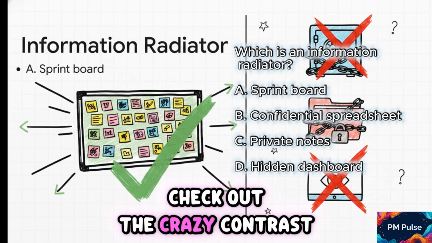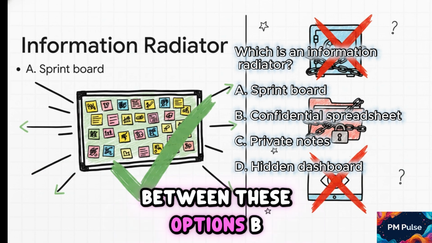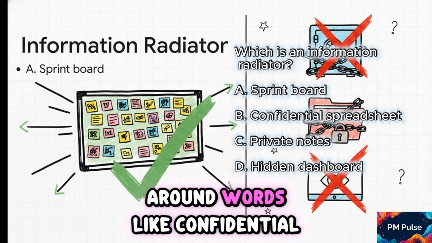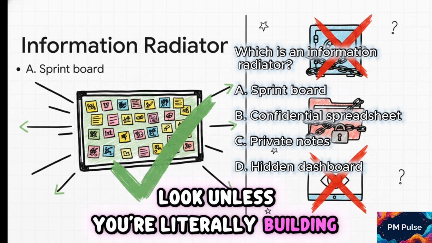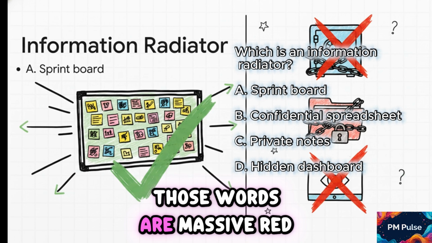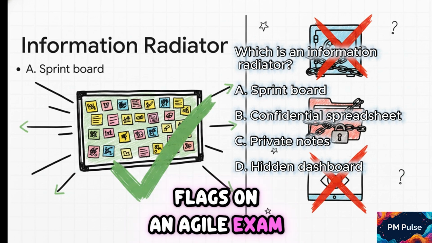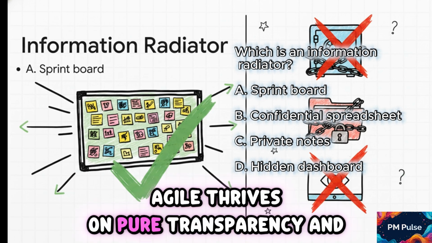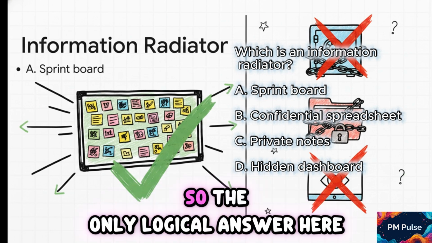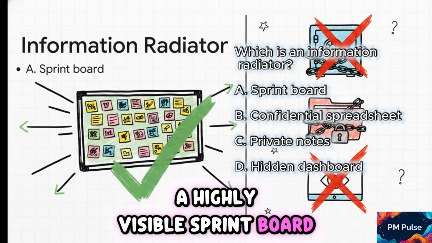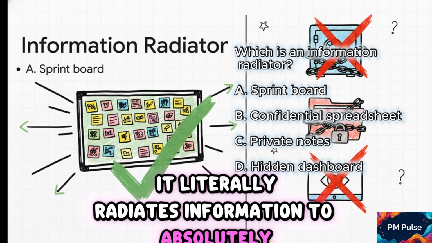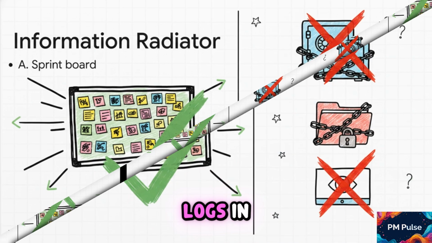Check out the crazy contrast between these options. B, C, and D are throwing around words like confidential, private, and hidden. Look, unless you're literally building a secret villain lair, those words are massive red flags on an Agile exam. Agile thrives on pure transparency and shared understanding. So the only logical answer here is A, a highly visible sprint board. It literally radiates information to absolutely anyone who walks by or logs in.